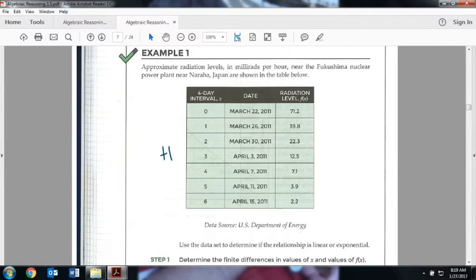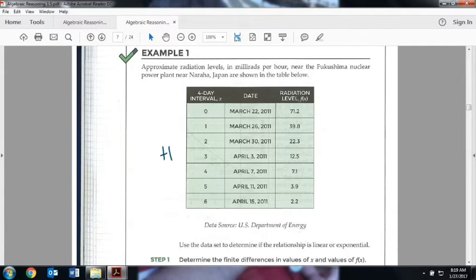So 39.8 minus 71.2. So we're going down 31.4. 22.3 minus 39.8, we're going down by 17.5. That's a huge difference. I'll do one more just in case. 12.5 minus 22.3, 9.8. Yeah, I'm going to stop there because it's one thing to be off by a little bit. These are way off. So I'm going to erase those, and we'll try ratios.